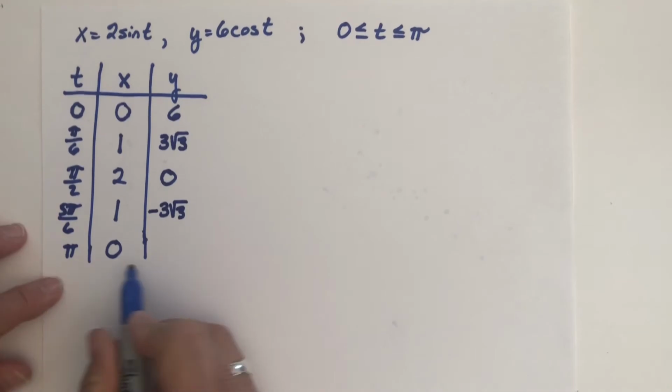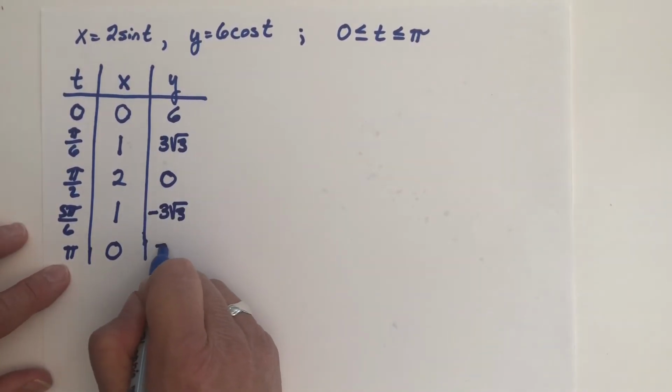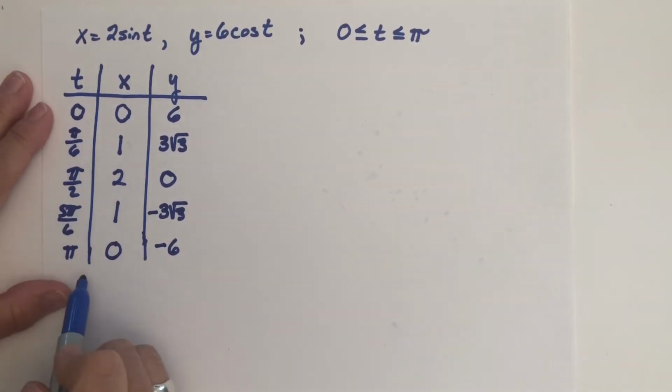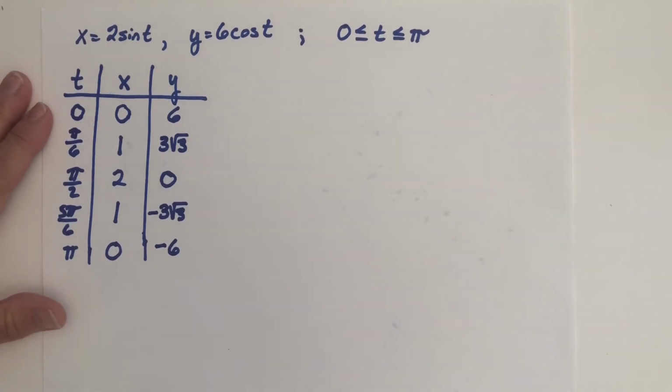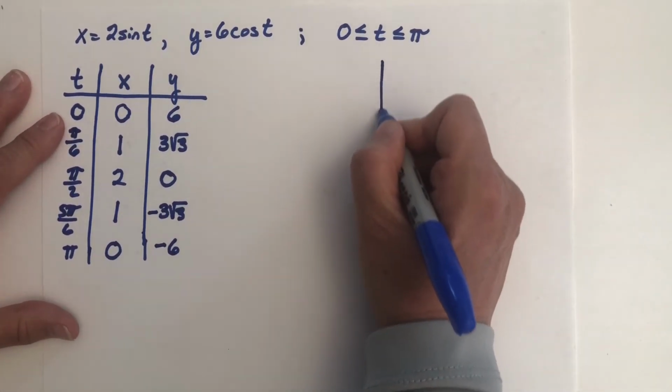And we'll substitute in pi. Cosine of pi is negative 1, and negative 1 times 6 is negative 6. So we have some ordered pairs to look at. And again, as with the previous example, as I mentioned, you can refine this. We could put in other values between 0 and pi if we needed to. But let's see if we need to. Let's see what this looks like.